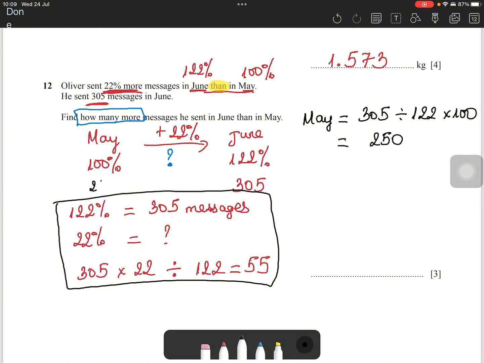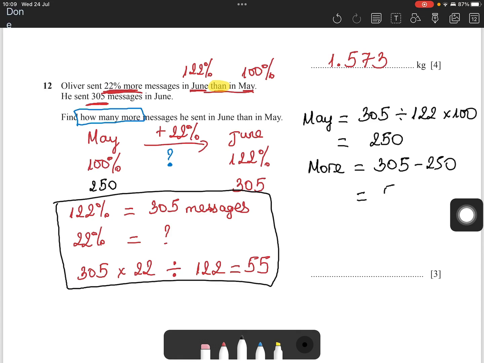So we know that in May he sent 250 messages. Then to find the number of messages he sent more in June than in May, we subtract 250 from 305. So the answer is still 55. The final answer is 55 messages. So this is solution 1 and this is solution 2.